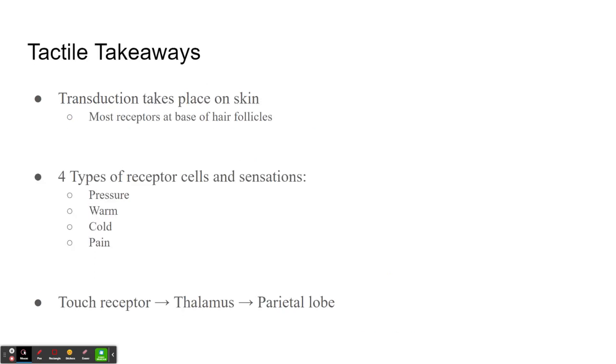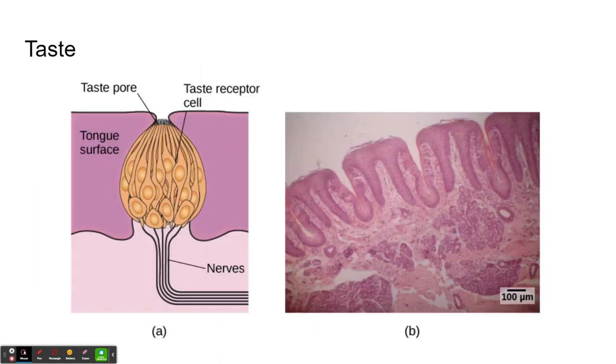Touch sense takeaways: transduction takes place on the skin, and most receptors are at the base of hair follicles. You have four types of receptor cells and sensations, which are pressure, warmth, cold, and pain. And these are your afferent neurons. They carry information from your body to your brain about pain, and it will go from a sensation, which will touch your touch receptors, which will send a message to your thalamus and then to your parietal lobe.